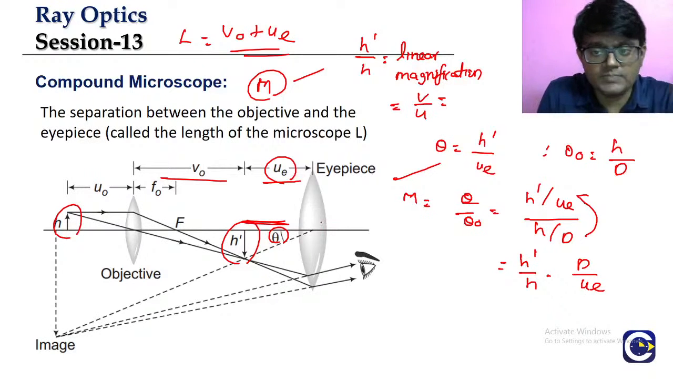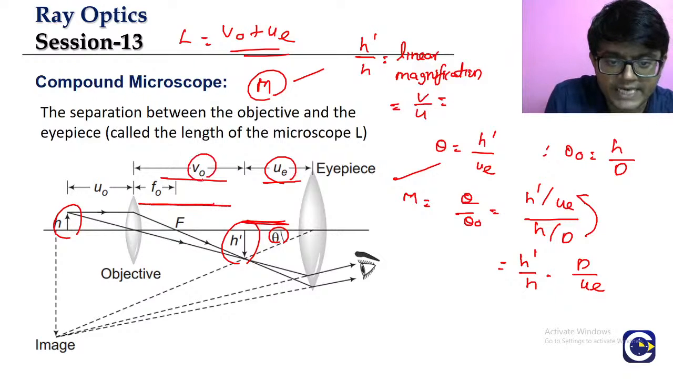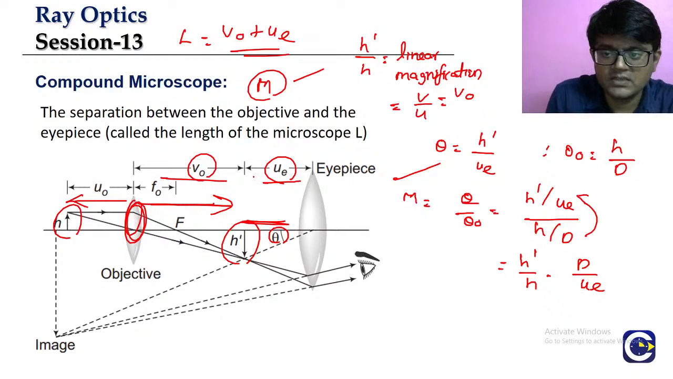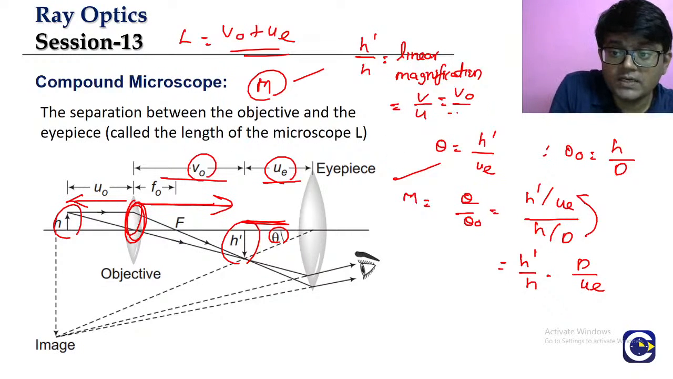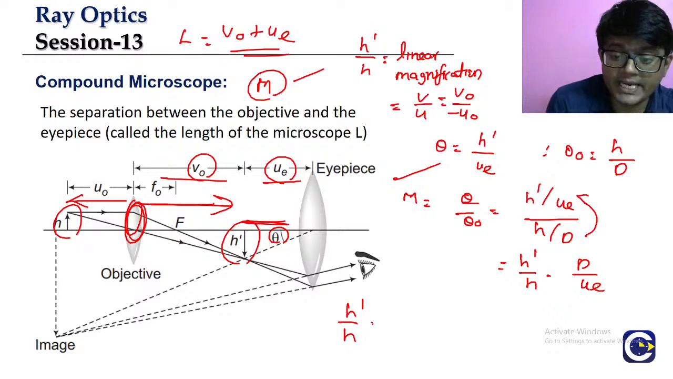Image distance by object distance. But image distance we are measuring to the right side, so it will be VO. Object distance from the lens we are measuring to the left side. Image distance is right side, object is left side, so we have to take it as minus UO.